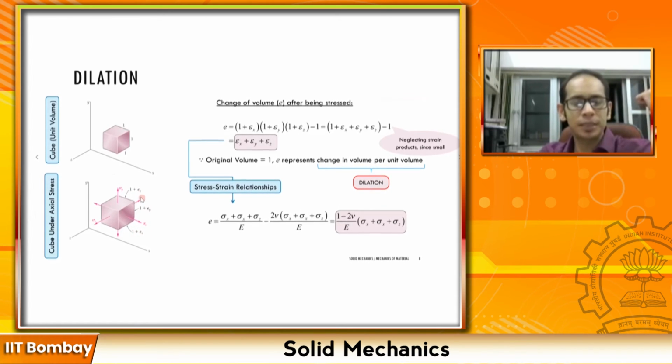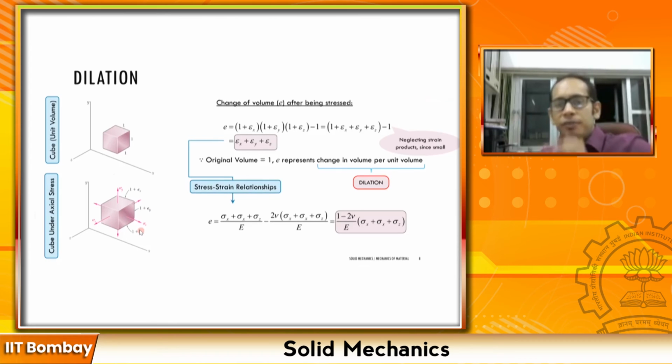Why is it going to be like this? Let's look at one particular direction. What is the change in length about x divided by the original length? Delta x divided by the original length, which was 1, equals epsilon x. So I can simply write delta x equals epsilon x, right? So that's why I can write the final length as 1 plus epsilon x, 1 plus epsilon y, and 1 plus epsilon z. So what is my change in volume?